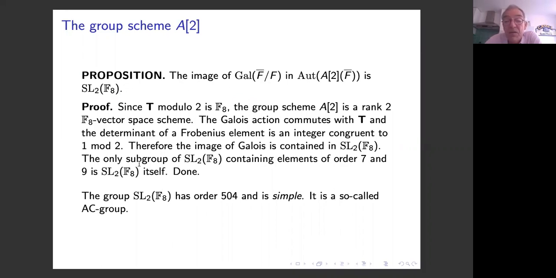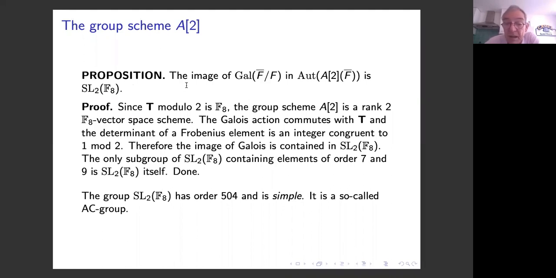On the other hand, the determinant is always 1, because the determinant of a Frobenius element is the prime times the character value, which is plus or minus 1 of the quadratic character. So it is always 1 modulo 2. So in fact, the image of the Galois group is in SL2(F8). So it is a subgroup of SL2(F8).